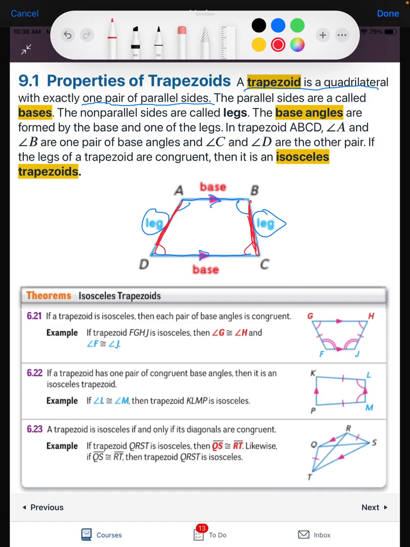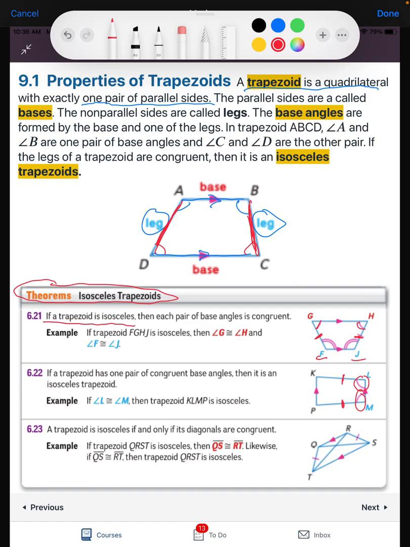So if a trapezoid is isosceles, each pair of base angles is congruent. All these theorems we're looking at here are for isosceles trapezoids. So if we know it's an isosceles trapezoid, meaning the legs are equal to each other, then each pair of base angles is also going to be equal. So G and H are going to be equal, and F and J are going to be equal to each other. If a trapezoid has one pair of congruent base angles, then it is an isosceles trapezoid. So if we know that one pair is equal to each other, then we can also say that it's isosceles.